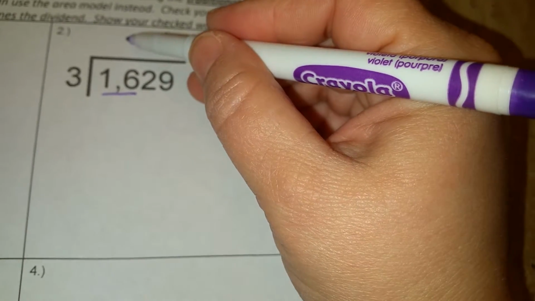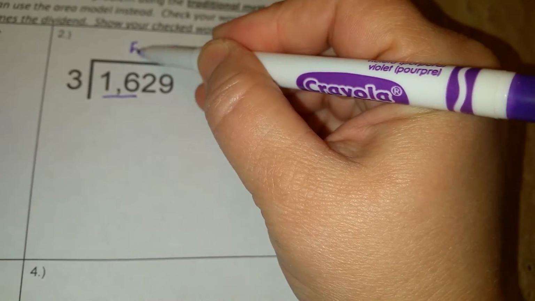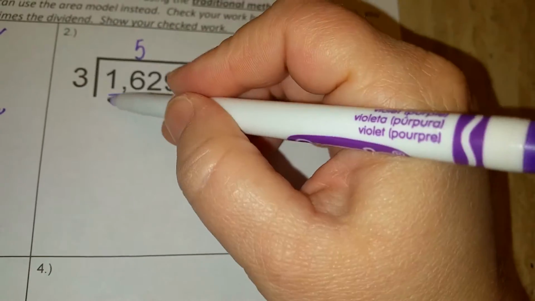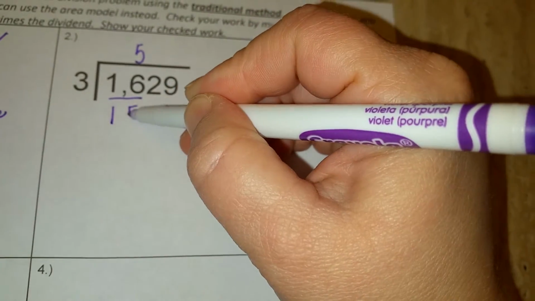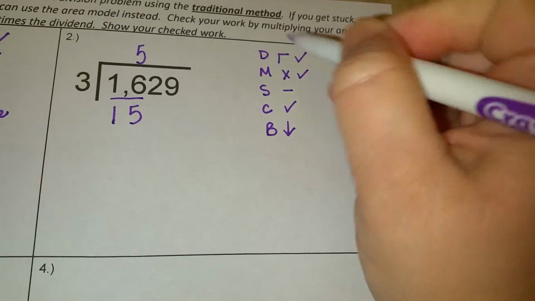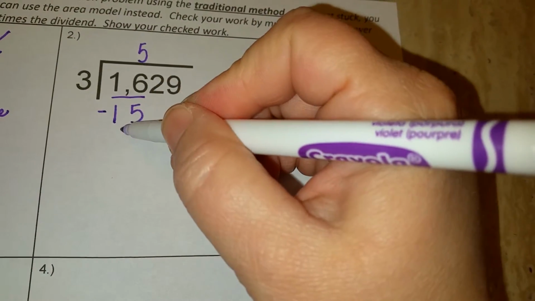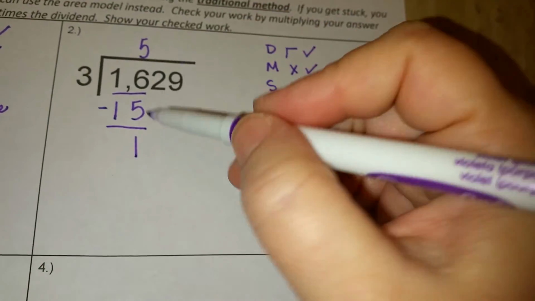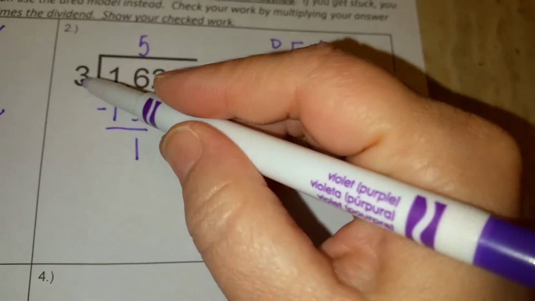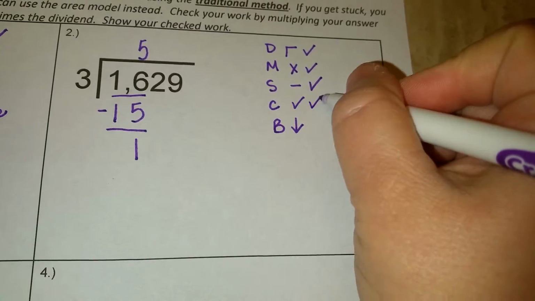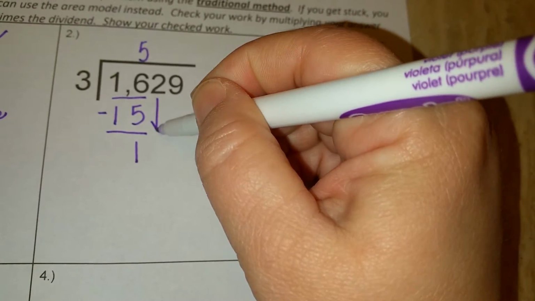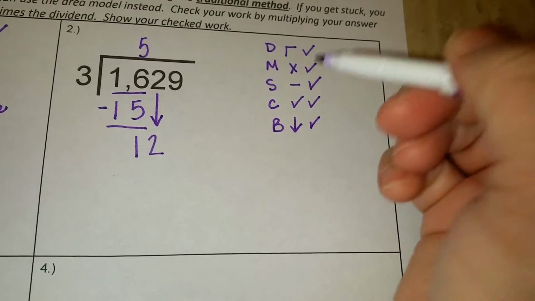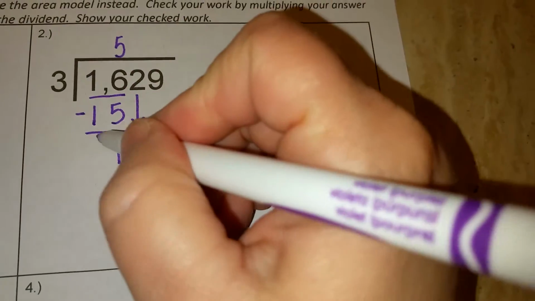So there are 5 groups, so we divided. Now we're going to multiply. 5 times 3 is 15. Now we're going to subtract. We get 1. Check to make sure your remainder is less than your divisor, and it is. So now we have a 2 to bring down, and we can check that off. And now we're going to do it all again.